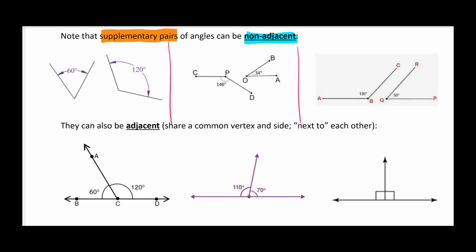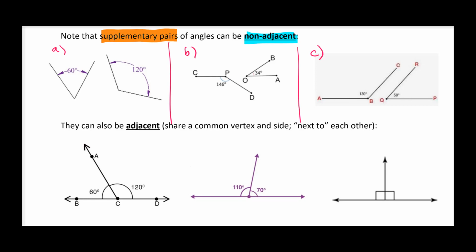However, the ones here in these examples, and I'll label them example A, example B, and example C over here. All 3 of those examples, you can see the sum of the 2 individual angles does add up to 180. However, they're non-adjacent because they're not next to each other.